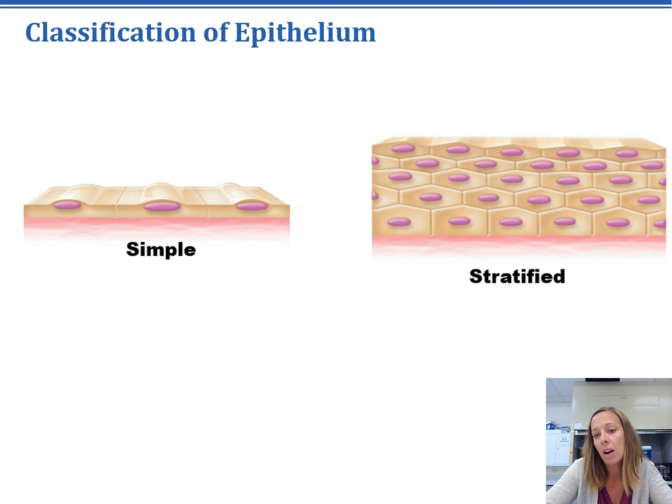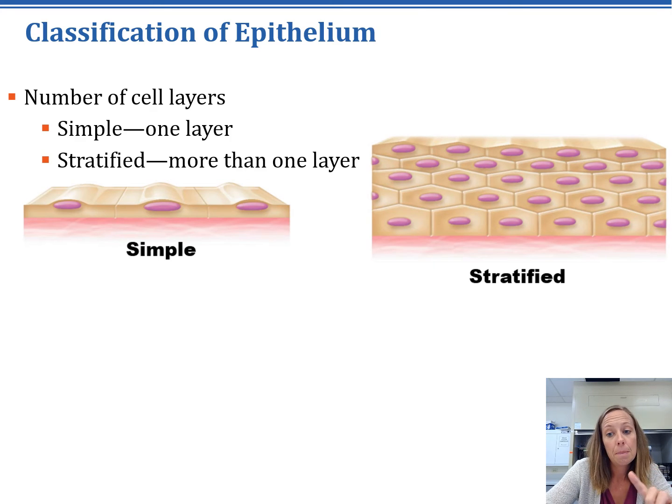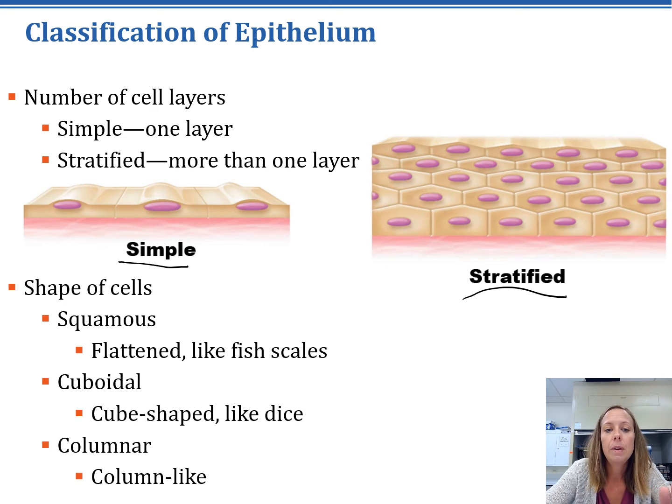When we classify our epithelial tissue, we use two different things. First, we use the number of layers. So if you have one layer, it's called simple. If you have more than one layer, it's called stratified. Think of that as almost like stripes, multiple layers, right? The second thing we use is the shape of the cells.